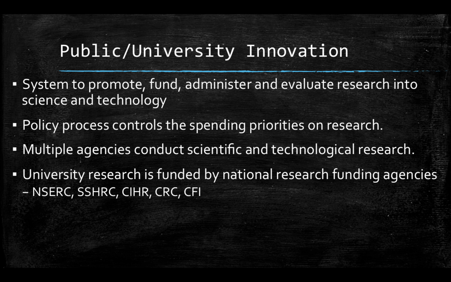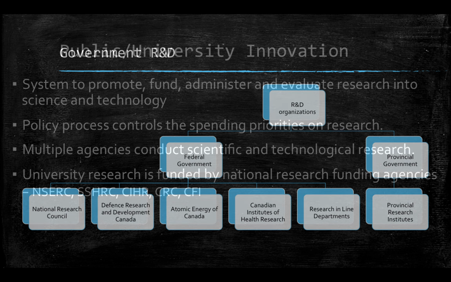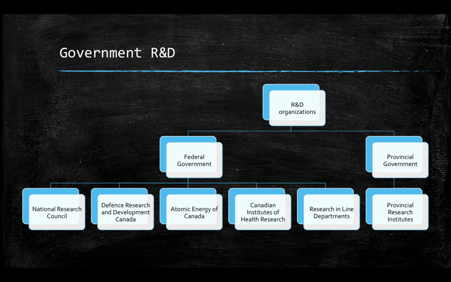So public university innovation is by and large funded by major federal, provincial research agencies, and also research funding agencies that fund the majority of university research that's conducted around the world, not just in Canada, in universities around the world. And so this is a schematic of federal and provincial research and development processes and groups that are involved in it.